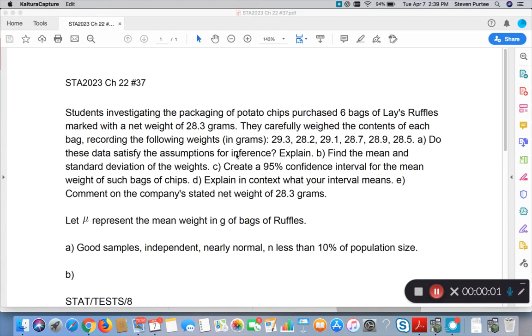This is another t-interval example. Pause the video and read the problem. Make sure you understand it. Okay, hopefully you've done that.